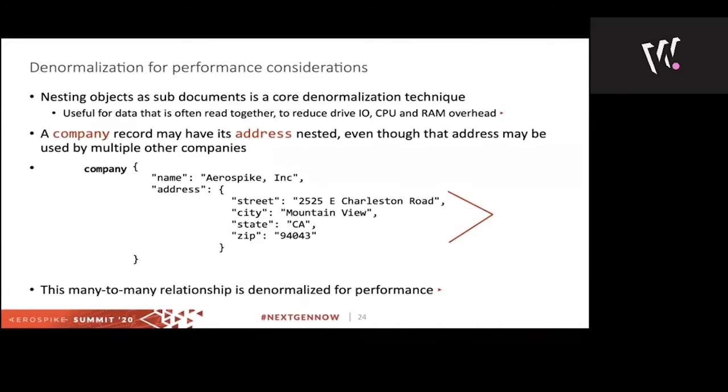Nesting objects as subdocuments is a core denormalization technique. It's useful for data that's often read together in order to reduce drive I/O, CPU, and RAM overhead. If we have the case of a company record and its address, we can nest that because usually those are read together, even though that address might be used by multiple other companies. So if you come from a relational model, you're not going to be able to do this kind of query to find all the people that are at a specific address. But if you don't care about that anyway, this saves you the call, and this saves you on the RAM overhead for an extra record. This kind of many-to-many relationship is normalized for performance here.